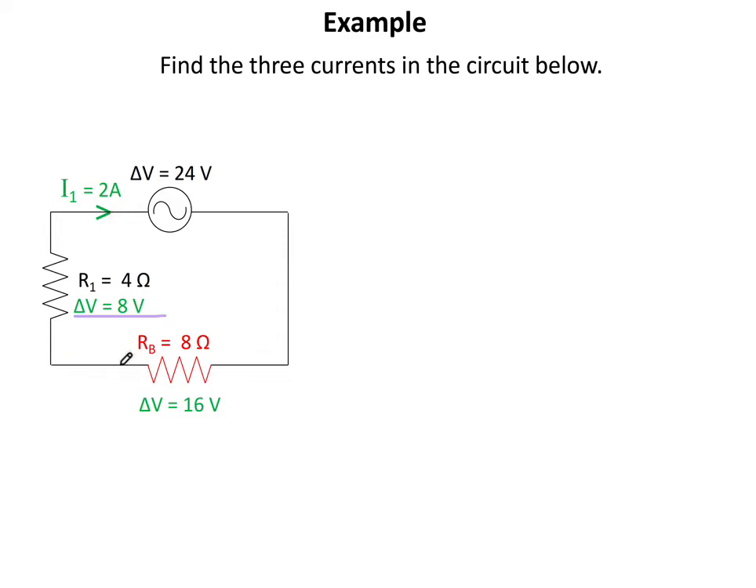Now, the current through this resistor is the same I1 as the current through this resistor, so the current for everything connected in series is the same. Therefore, since I know the current through here, I can find the potential difference. How? Again, I use Ohm's law. I multiply 8 by 2, I obtain 16. Very good. So now I know the potential difference across each resistor.